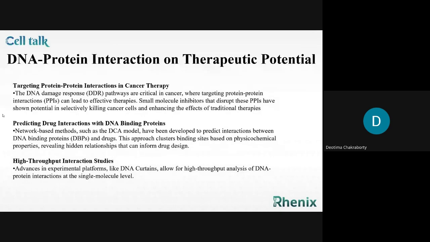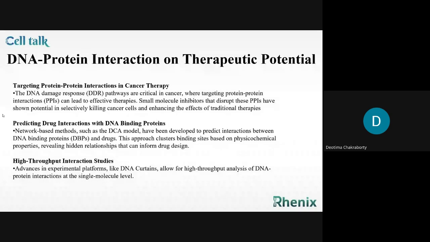Looking at the therapeutic potential of DNA protein interactions, the advancement of therapeutics through DNA protein interaction studies is a transformative approach in cancer therapy. For targeting protein interaction in cancer therapy, DNA damage response pathways maintain genomic integrity, but they are often dysregulated in cancer. Targeting protein interactions within DNA damage pathways using small molecule inhibitors selectively kills cancer cells or enhances the traditional therapies.